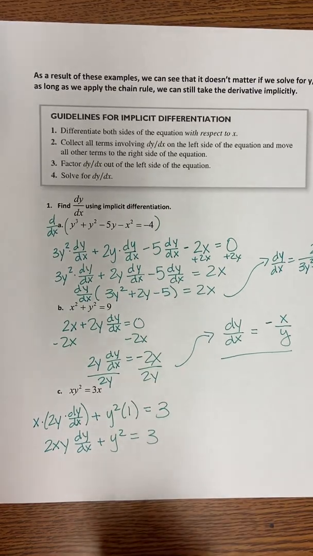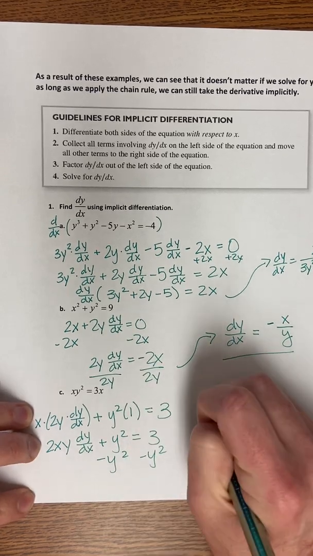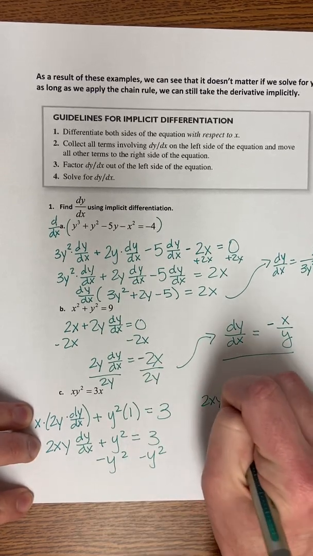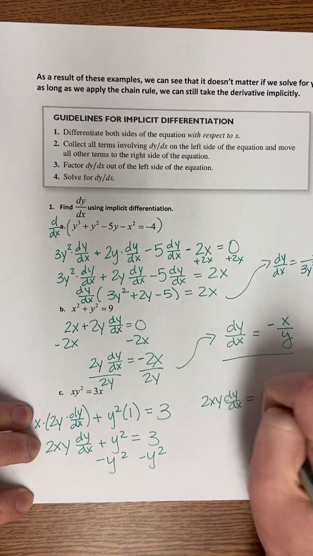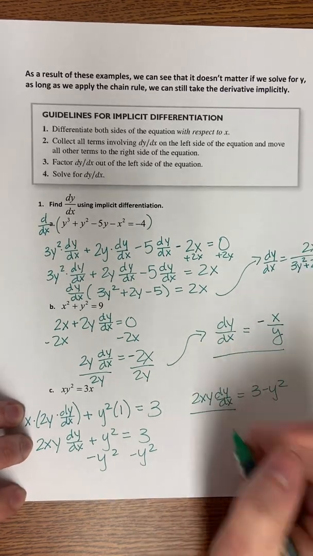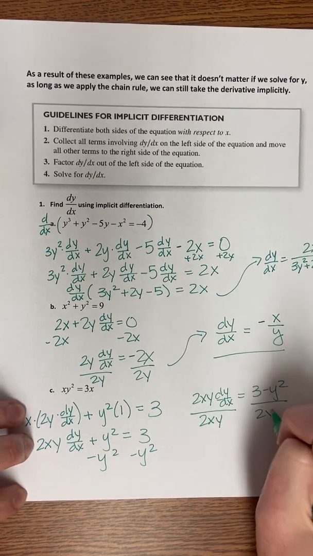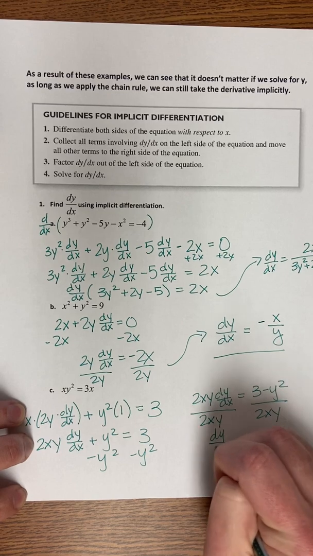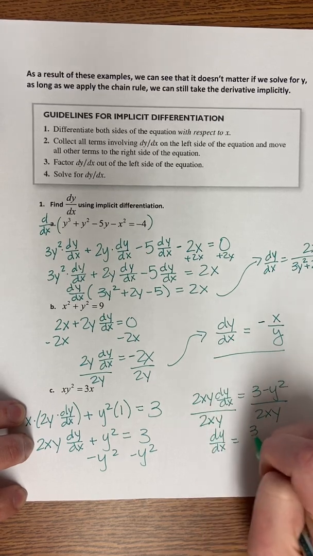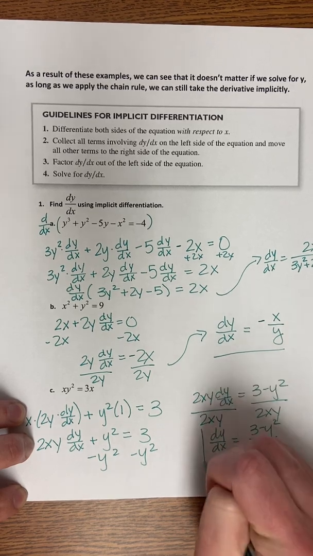I want to solve for dy/dx, so I'll subtract the y squared to the other side. So we get 2xy dy/dx equals 3 minus y squared. And then finally, again, this is all multiplied together, so we have to divide to get it by itself. So that dy/dx is equal to 3 minus y squared over 2xy.